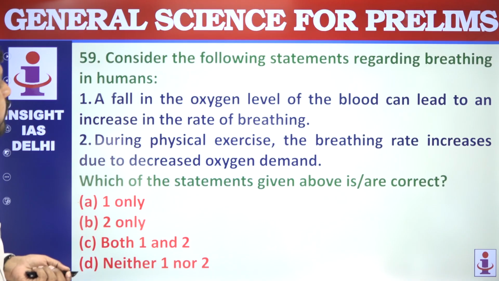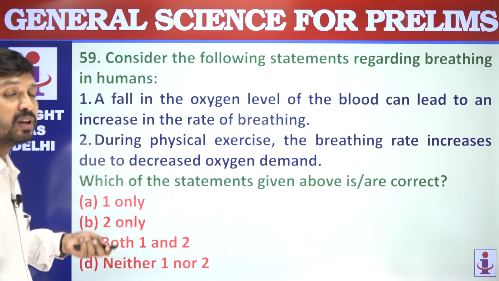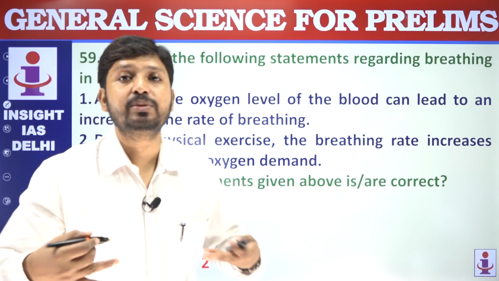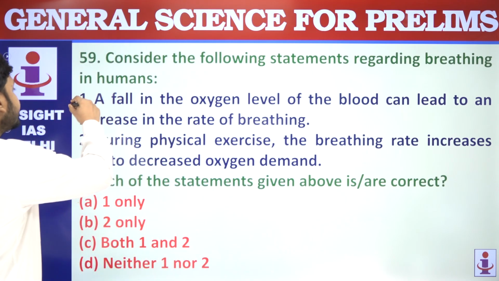Next one. Consider the following statements regarding breathing in humans. A fall in oxygen level of the blood can lead to an increase in the rate of breathing. That is, if less oxygen is there, I'll try to breathe more so that more oxygen will enter into my body. This is the right statement.